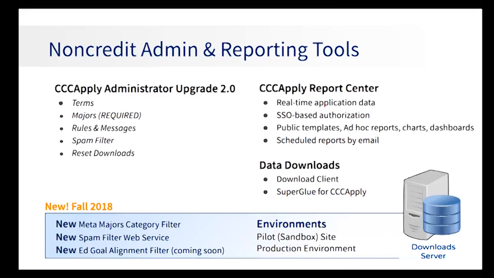The data downloads. Most colleges are still using the download client with the download XML files. Again, you won't have to touch those unless you want to add those 2 new fields to your download file. Superglue for CCCApply will include the new non-credit fields as part of the data set going to the staging table. And then there are just a couple new features that we added in fall 2018. Some of these may not apply to the standard app, but we wanted to make sure you knew about the web service, the spam filter web service, and that more features are coming soon.